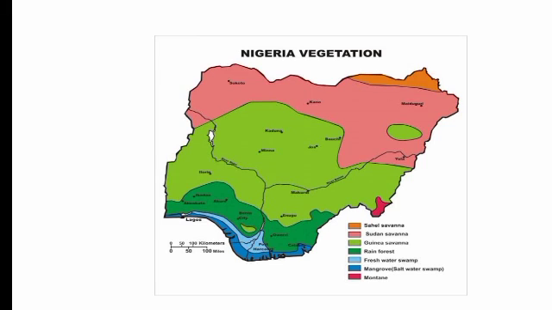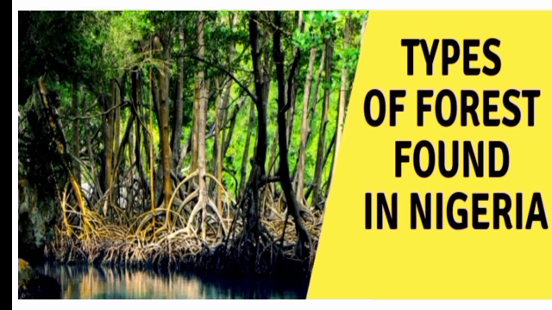Now, let's start with the definition of vegetation. Vegetation is the plant cover of the earth. There are types of vegetation. There are two major types. We have the forest and the savanna vegetation.